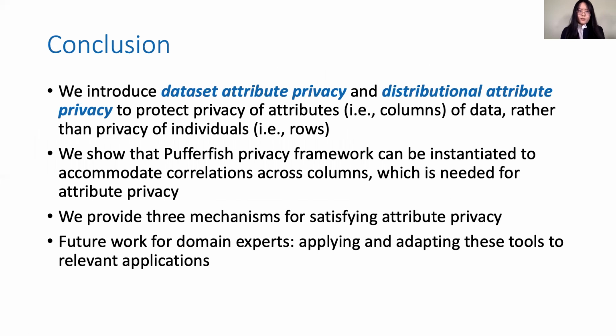The main takeaway is we introduce dataset attribute privacy and distributional attribute privacy to protect the privacy of attributes rather than the privacy of individuals. And we show that the Pufferfish framework can be instantiated to accommodate correlations across columns, which is needed for attribute privacy. We propose three mechanisms for satisfying attribute privacy. As we mentioned at the beginning of this talk, attribute privacy has many applications. The future work includes applying and adapting these tools to relevant applications for domain experts.